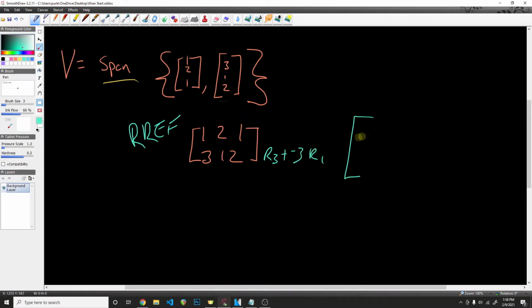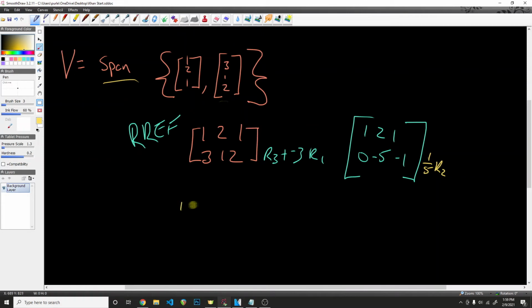That should give us 1, 2, 1. 3 plus -3 times 1, that's going to be a 0. 1 plus -3 times 2 is going to be a -5. 2 plus -3 times 1 is going to be -1. I'm going to go ahead and divide this by 1/5 of row 2.